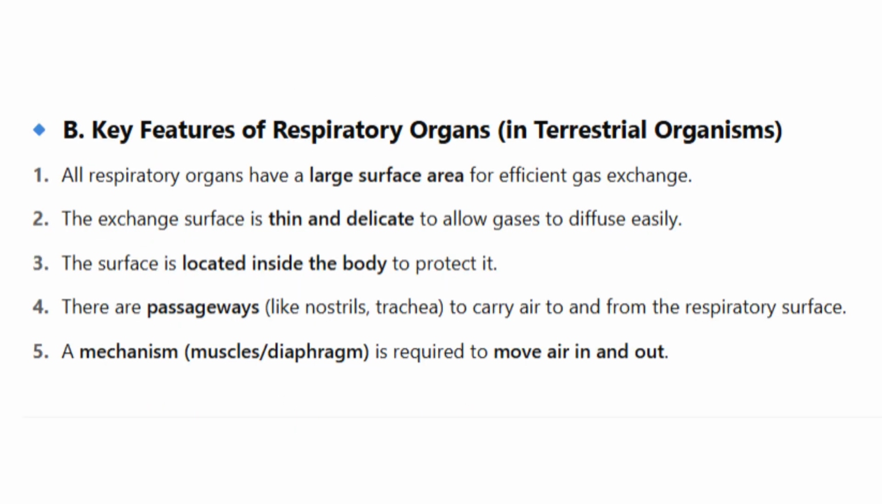B. Key features of respiratory organs in terrestrial organisms. All respiratory organs have a large surface area for efficient gas exchange. The exchange surface is thin and delicate to allow gases to diffuse easily. The surface is located inside the body to protect it. There are passageways, like nostrils and trachea, to carry air to and from the respiratory surface. A mechanism, muscles and diaphragm, is required to move air in and out.